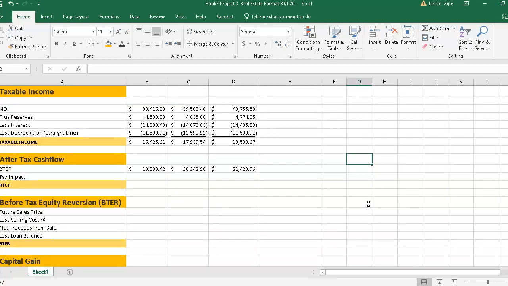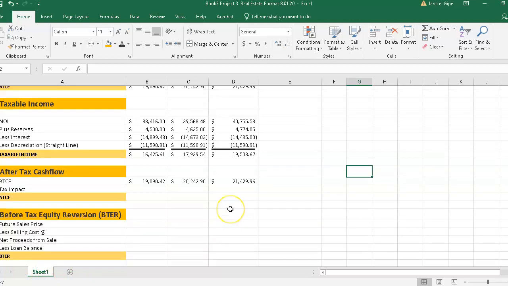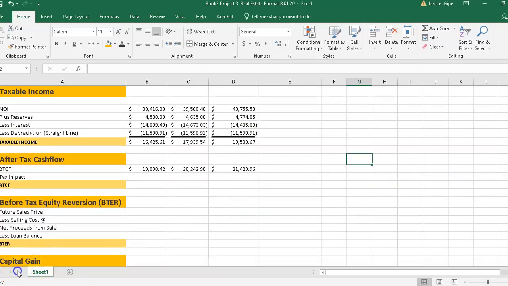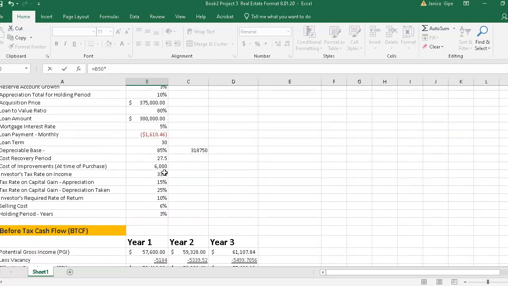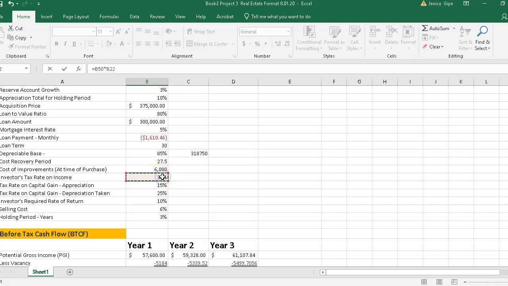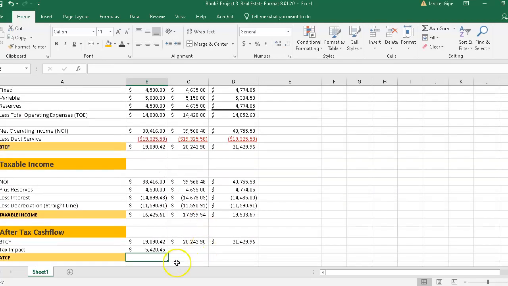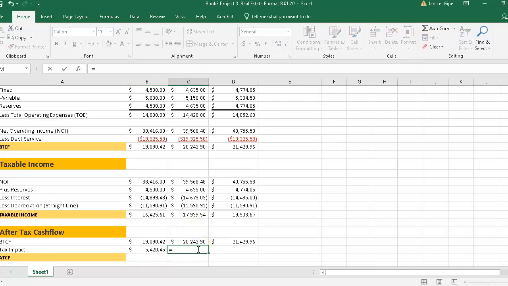And so the tax impact. Now we're going to calculate the income tax, or the tax impact on this, and to do that would be your taxable income times your tax bracket, which is 33%, equals. So you have a total tax impact of $5,420 the first year.